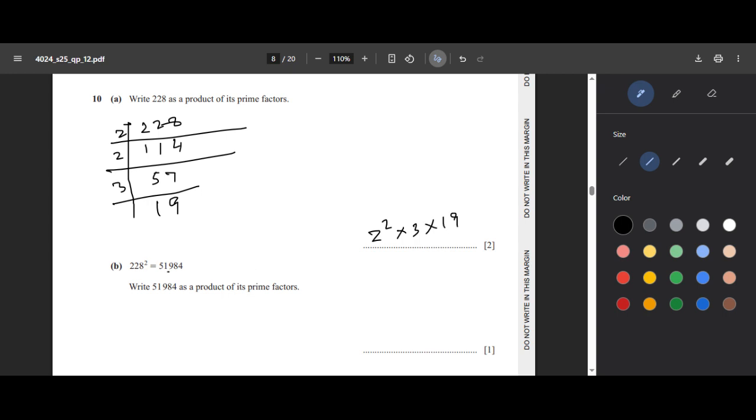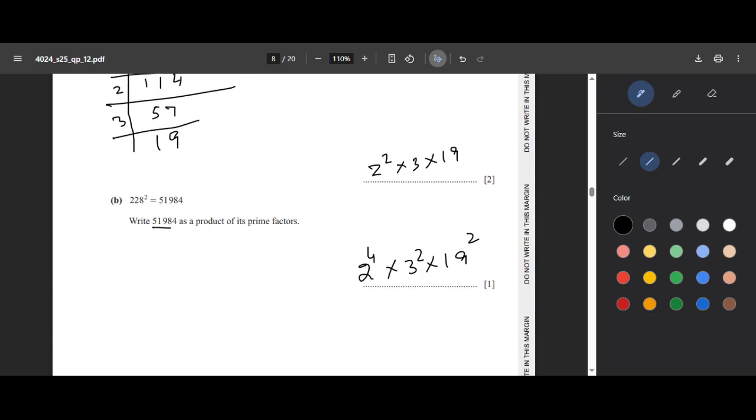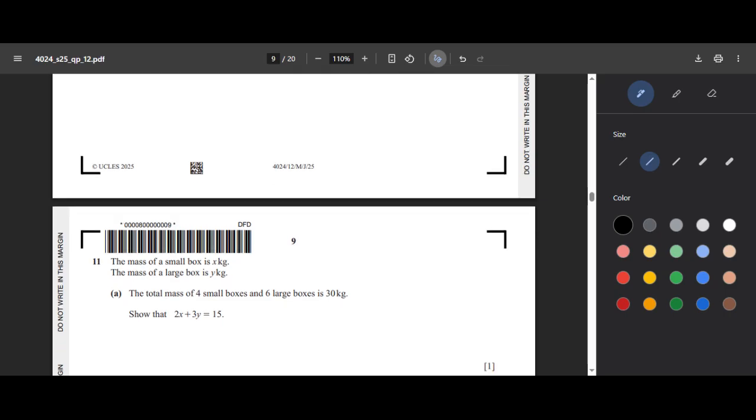Now 228 square is this much. Write down as a product of prime factors of this one. So you can see that this is the square, squaring all factors, so you will get the answer 2 power 4 multiplied by 3 square multiplied by 19 square. This is one more question, you can write this direct answer.